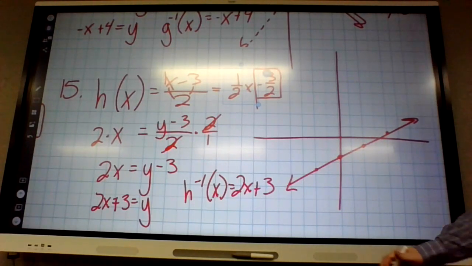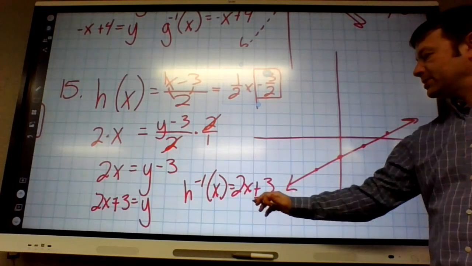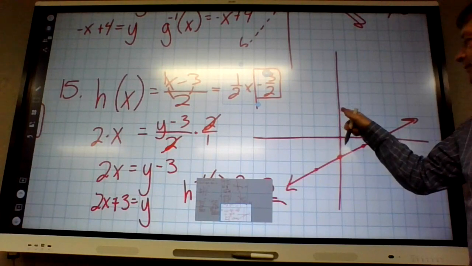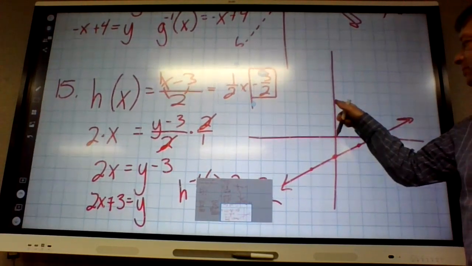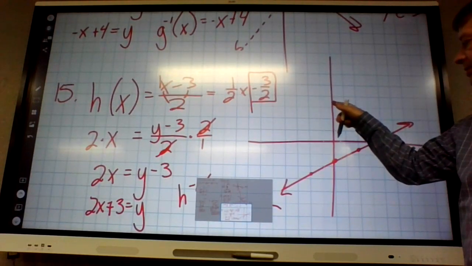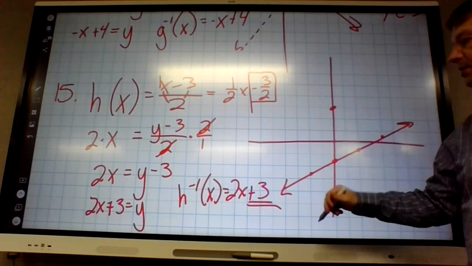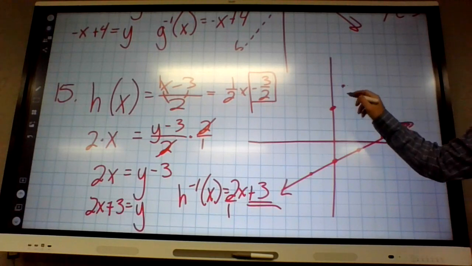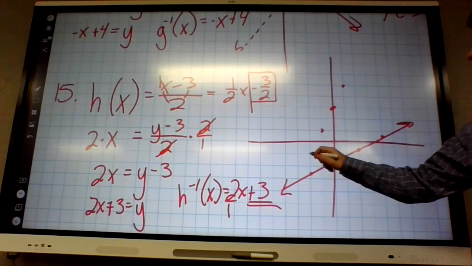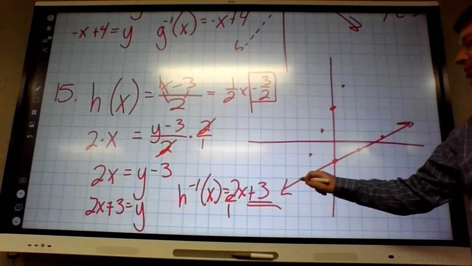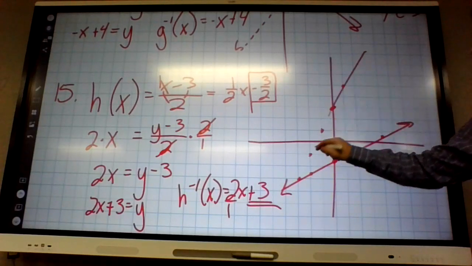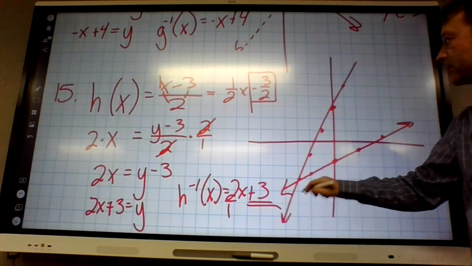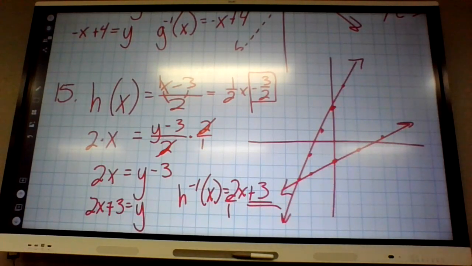Okay, the other one is probably easier. Where am I starting this at? Up 3. And the slope is 2, or 2/1. So up 2, right 1, or down 2, left 1. That's bad. There we go. Nailed it.